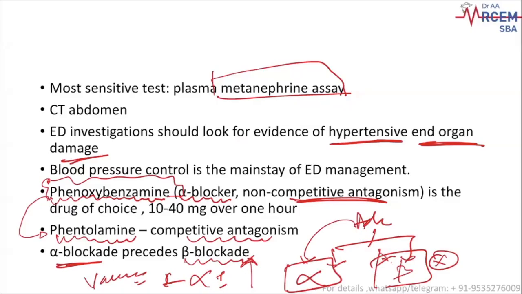Another thing is the most sensitive test is the plasma metanephrine assay, followed by a CT scan, CT abdomen, to see exactly where the tumor is. This is mainly for chronic management. These reports will not be immediately available in the emergency department.